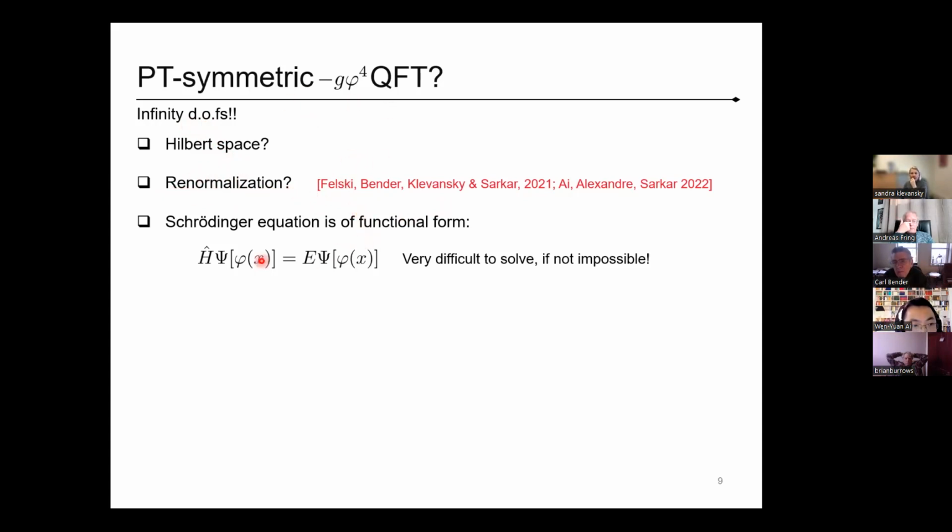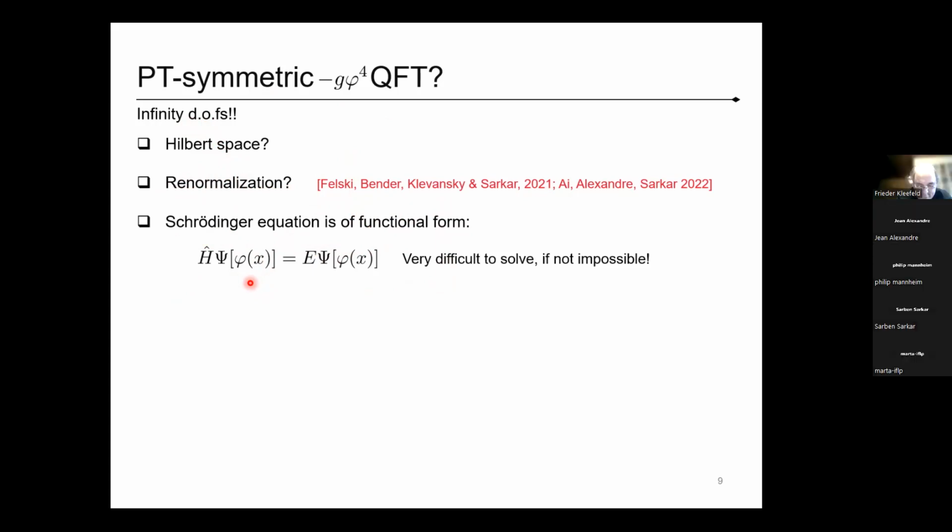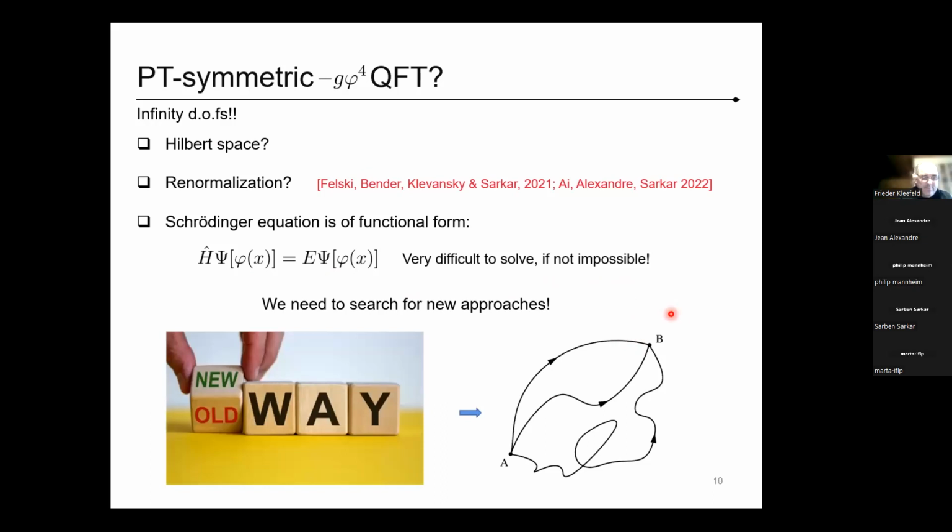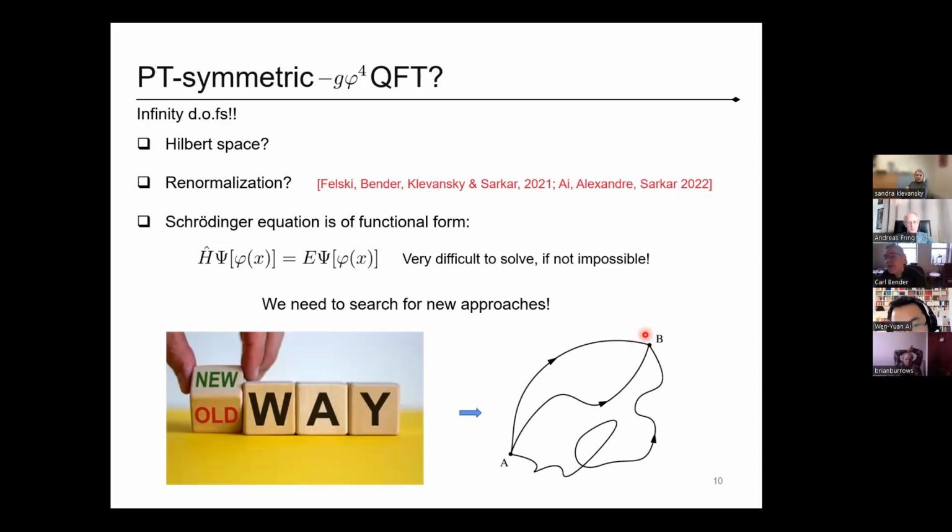theory. Now, with quantum field theory, the Schrödinger equation is of functional form. Originally we just have an ordinary differential equation, but now this equation is much more difficult to solve, if not impossible. So we need to search for new approaches, and the new approach we are going to use is the path integral. The path integral is actually a standard tool in quantum mechanics and quantum field theory. But for PT-symmetric theory, it is less used compared to the Schrödinger equation.